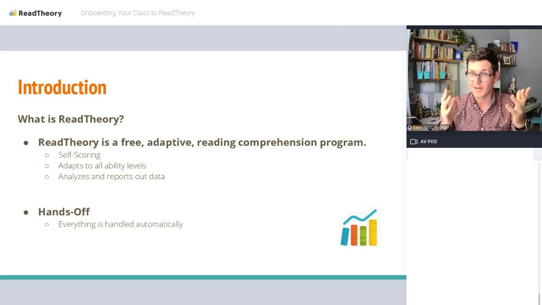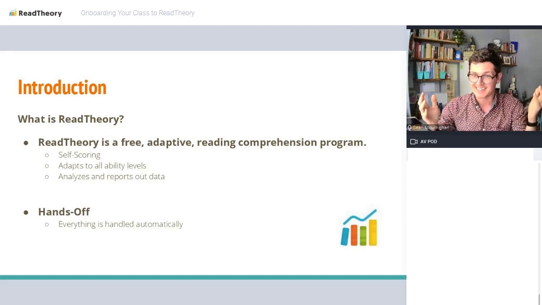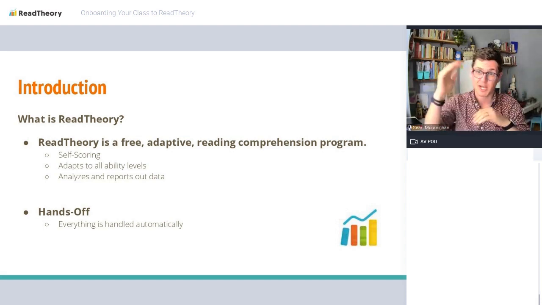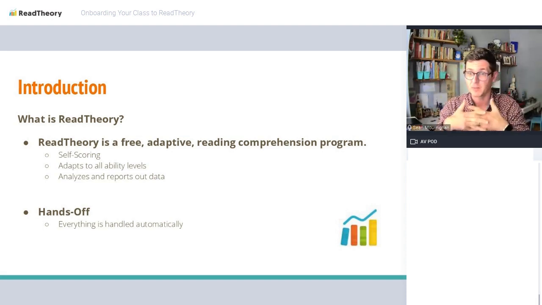And then why are we here? What is ReadTheory? The way I like to think about and talk about ReadTheory is that it's like a magic workbook. So wouldn't it be great if you had a workbook that automatically graded itself? ReadTheory does that. Wouldn't it be great if you had a workbook that you could hand out to all students, and if they were reading at the 4th grade level or the 6th grade level, it would change the assignment based on their ability level?